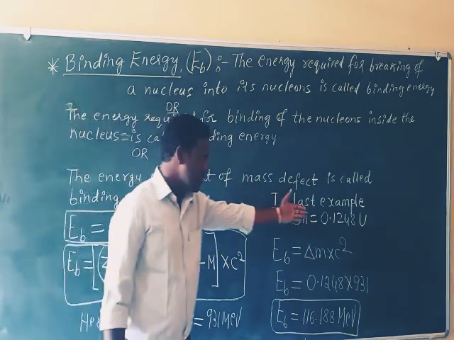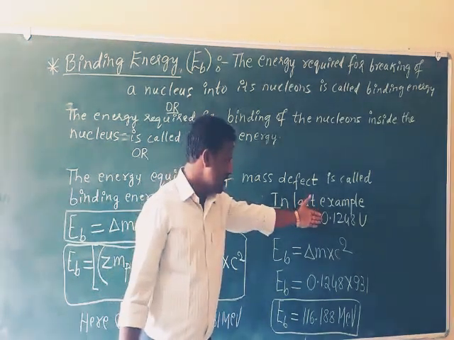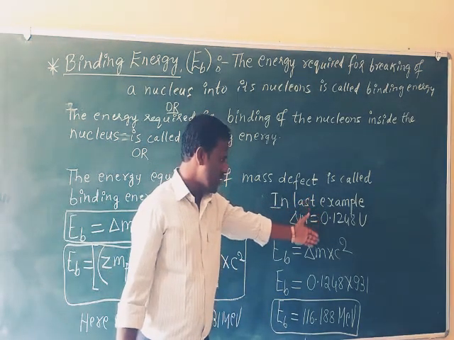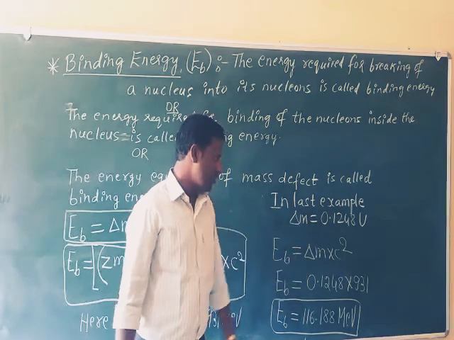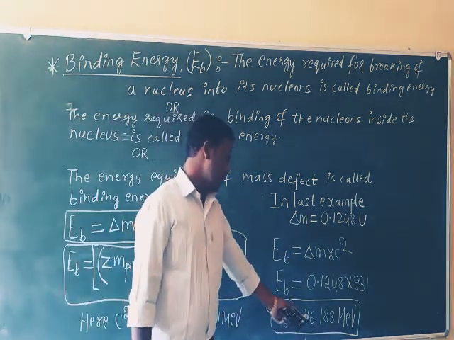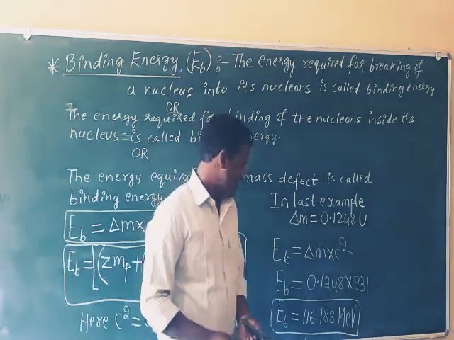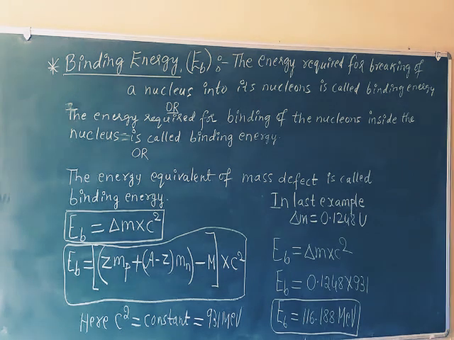So for the oxygen nucleus, in the last example the mass defect obtained is 0.1248. So delta m into c square, 0.1248 into 931, right? So 116.188 mega electron volt, right? So this is about binding energy.